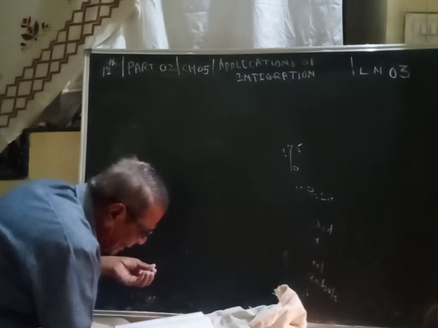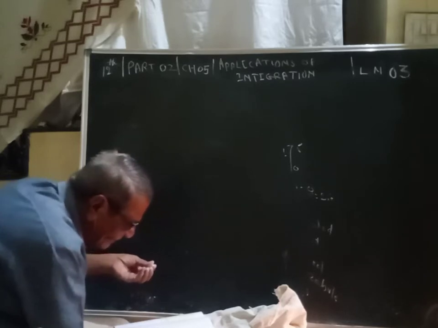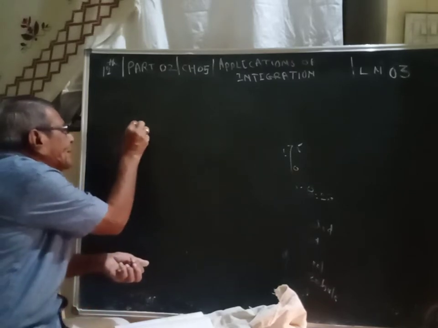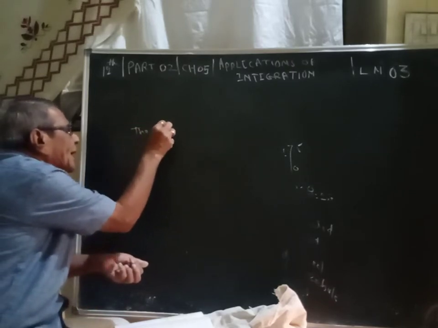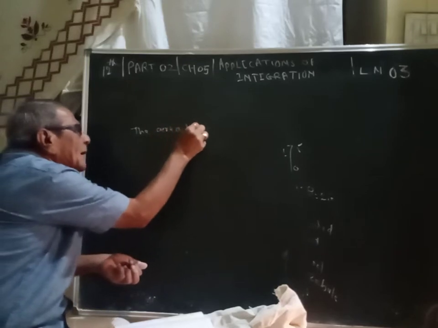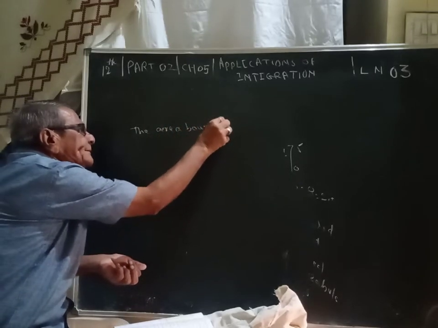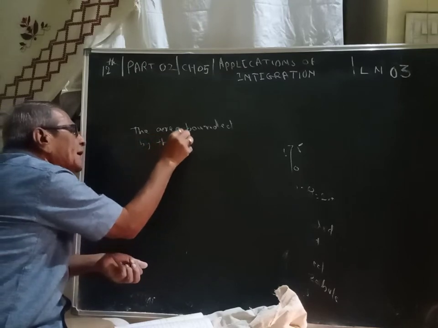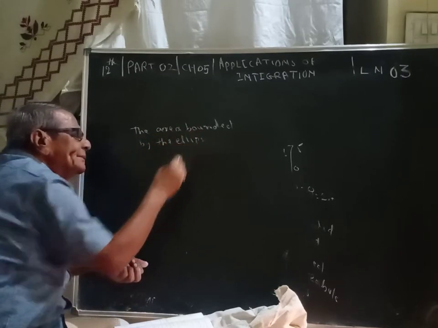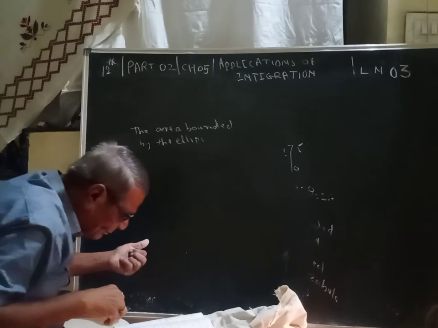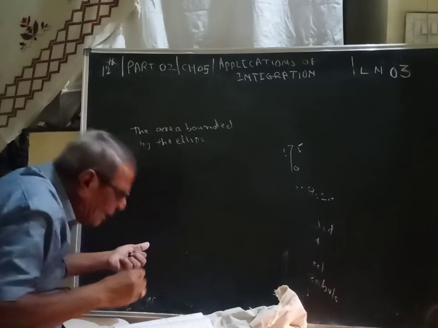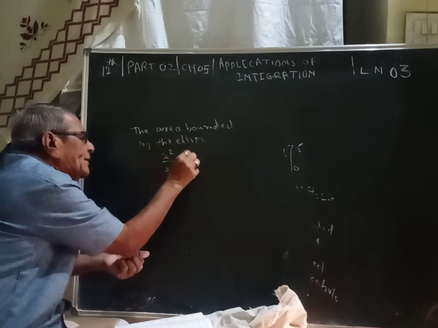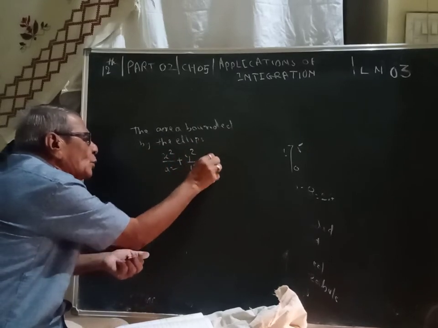The area of the region bounded by the ellipse x square upon a square plus y square upon b square is equal to 1.